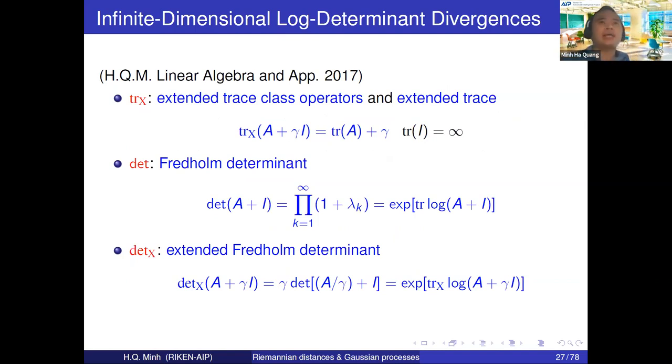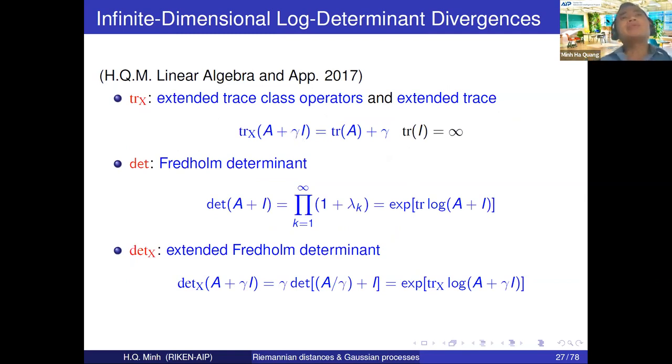So we can also define the extended trace class operators and the extended trace as well. We can define the set of A plus gamma I, where A belongs to the trace class, and define the extended trace to be trace of A plus gamma. The trace of the identity operator is infinity, but in the extended trace we define it to be equal to one.